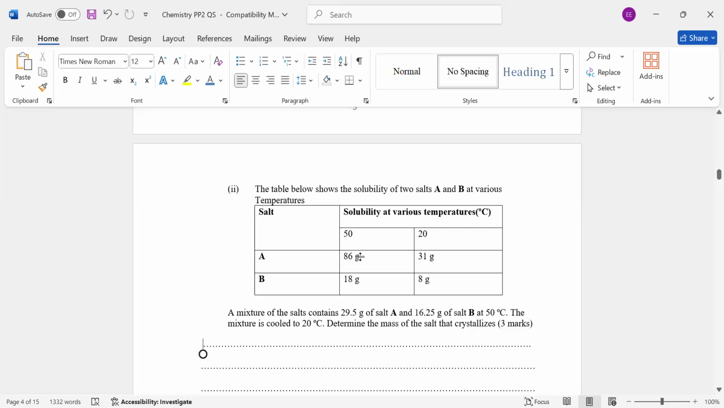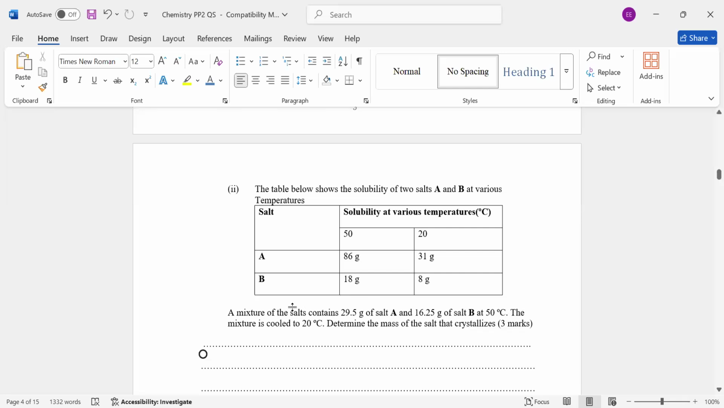Salt A, if you look at salt A, we need what? 86 grams, meaning at 50 it will not crystallize. Because what we have here is 29.5, but what we need is 86, so it will not crystallize. Let us move step by step first of all. And then 16.25 grams of salt B at 50. For salt B, we need what? 18. But what do we have here? 16.25. Meaning, at 50, from what we've been given, none of them will crystallize.